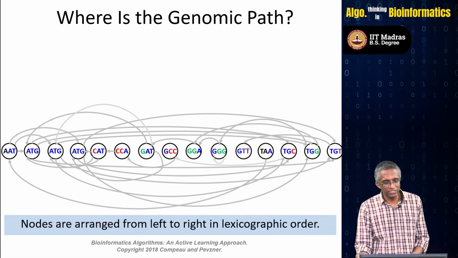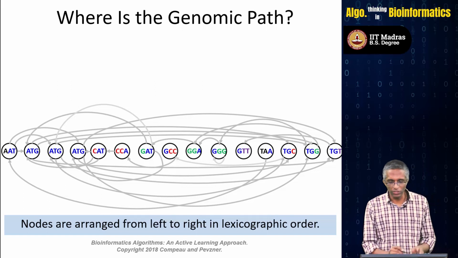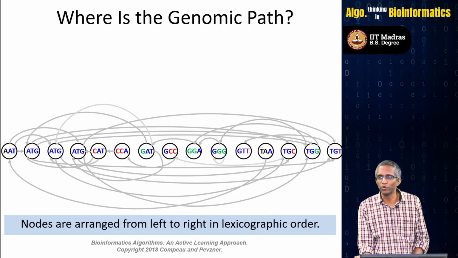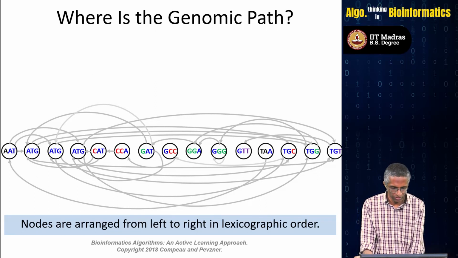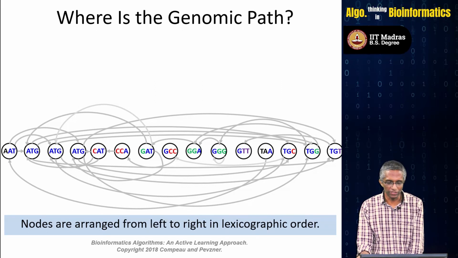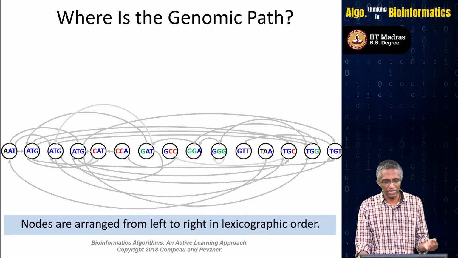So now the question is: is there a path that starts from one of the nodes and ends in another node and visits all of these nodes? Okay, so that is really the Hamiltonian path problem that you may have encountered before, and that will give you the genome in this graph, right? So by tracing, you need to have a path.